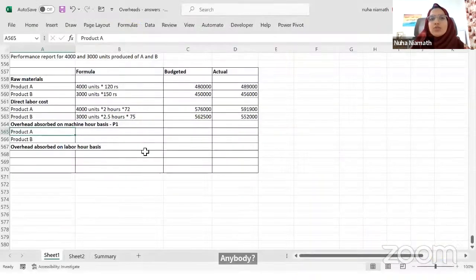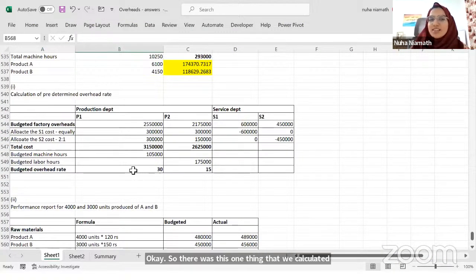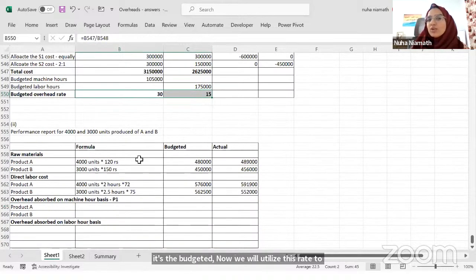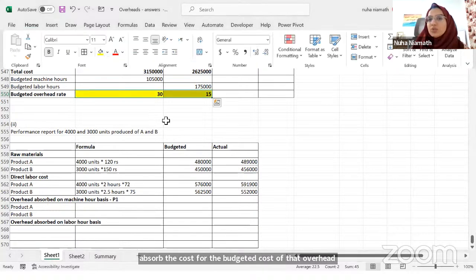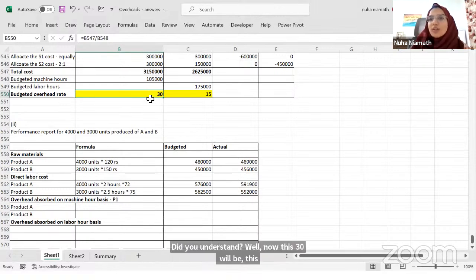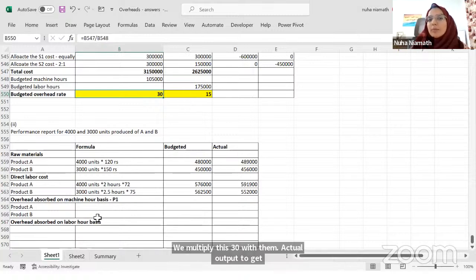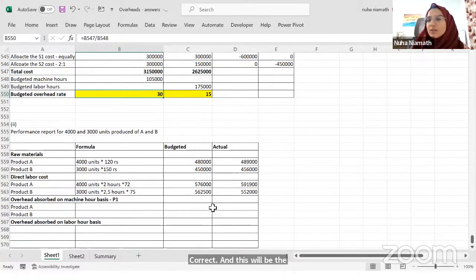Okay, so there was this one thing that we calculated in the beginning of the question, the machine hour rate, the budgeted overhead rate. Now we will utilize this rate to absorb the cost for the budgeted cost of that overhead. Did you understand? So now this 30 rupees will be utilized. This is the budgeted rate, the predetermined rate. So when we absorb it, we multiply this 30 rupees with the actual output to get the budgeted cost. Correct? And this will be the budgeted rate for the actual output, and that will give us the budgeted cost.